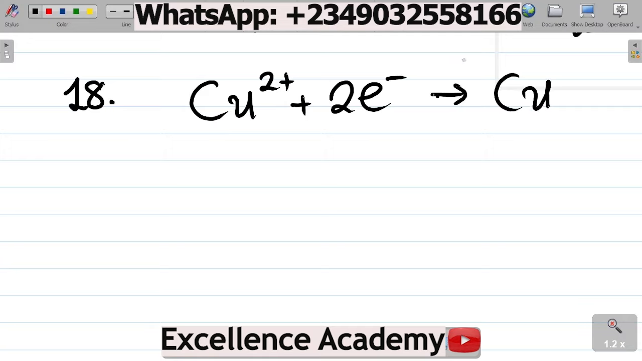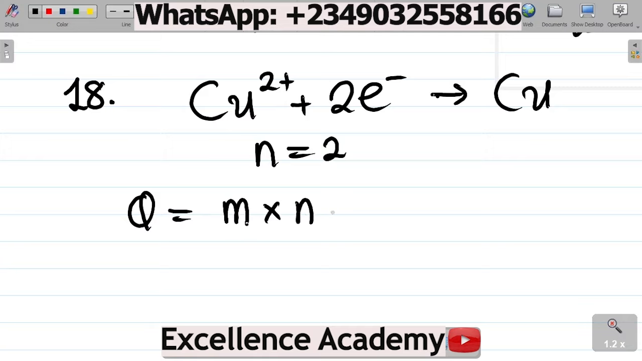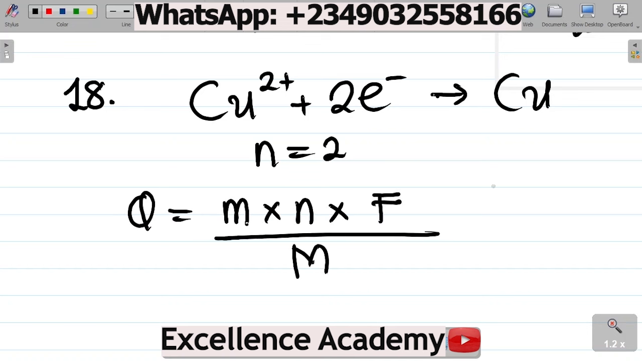Looking at this, you can see that the number of electrons discharged, which is n, will be equal to 2. Two electrons will be given out. And the formula for the quantity of electricity, Q, is given by m, the mass, times n, the number of electrons discharged, times F, Faraday's constant, all over M, the molecular mass or atomic mass, as the case may be.